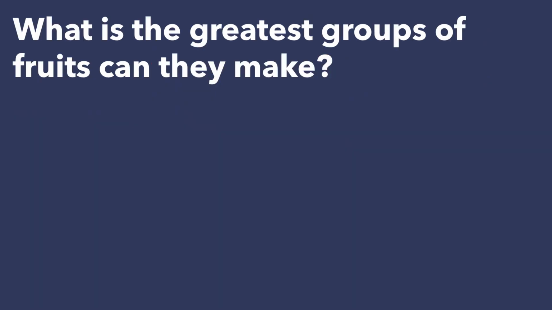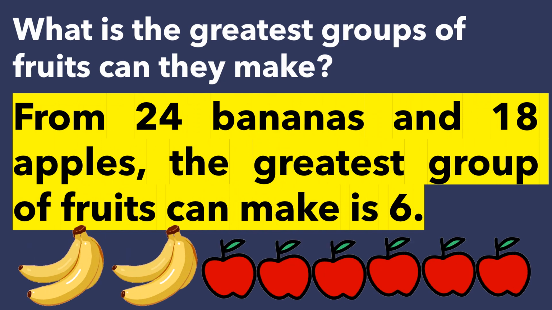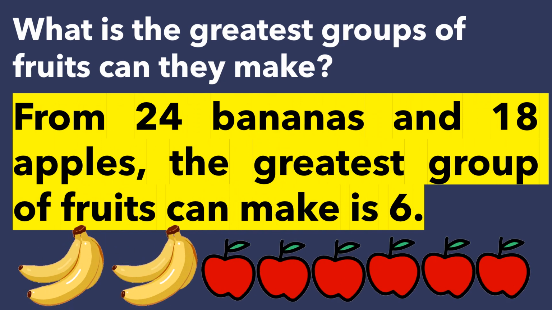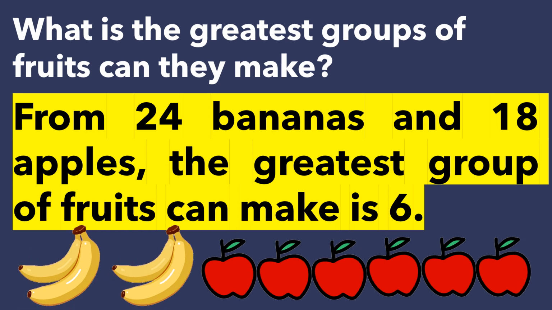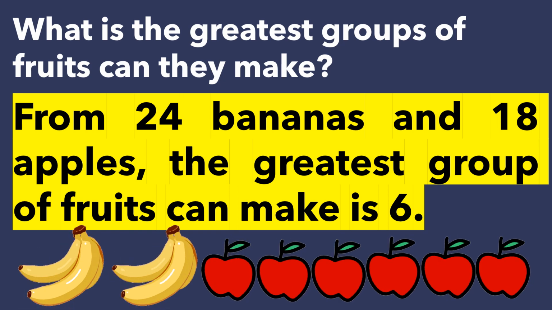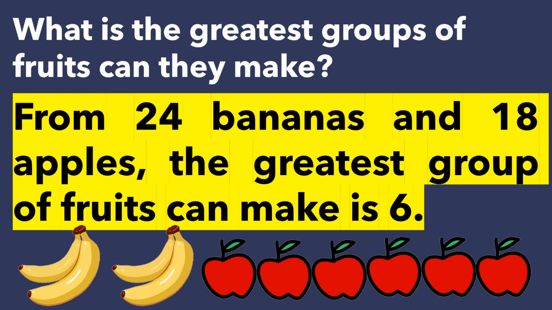So that's it. So let us go back to our problem. What is the greatest group of fruits they can make? So from 24 bananas and 18 apples, the greatest group of fruits they can make is 6. So we have 6 pieces of banana and 6 pieces of apple.